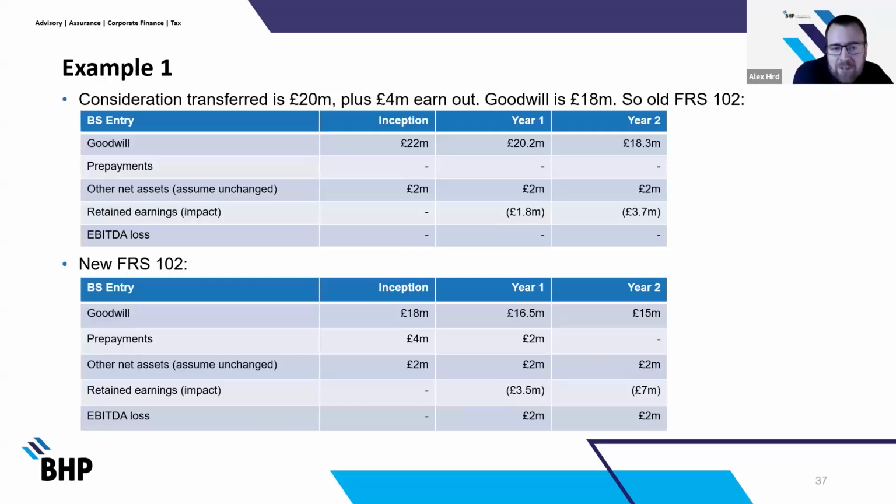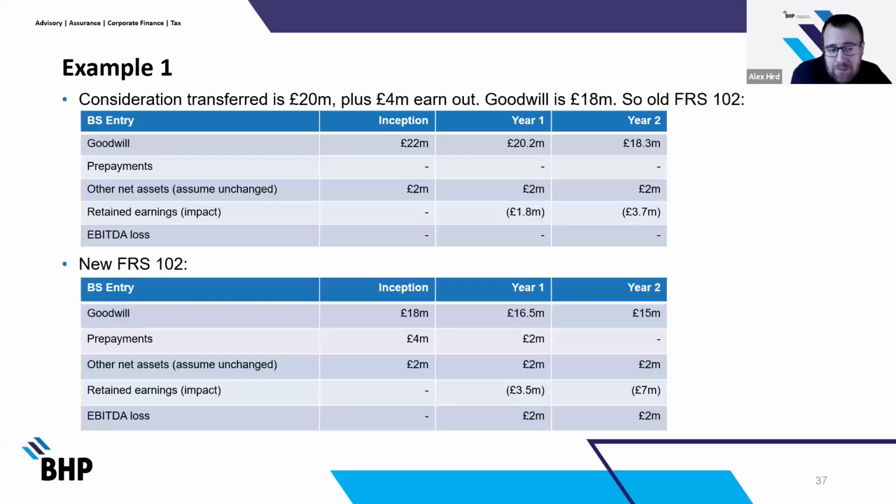I have seen different interpretations of this, but I think the most common one used is that it just goes into goodwill. And therefore, we would spread that goodwill over the life. It would have no impact on EBITDA from amortizing that goodwill, and our retained earnings in the group would just fall by the amortization of that goodwill.